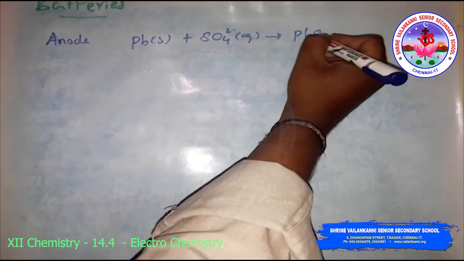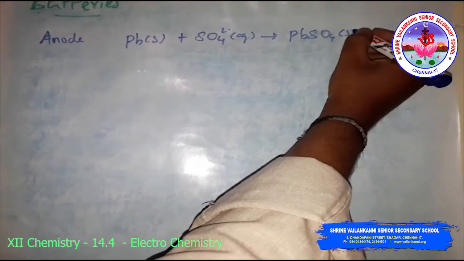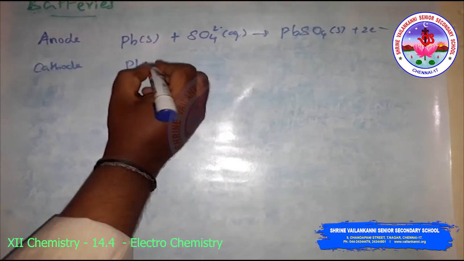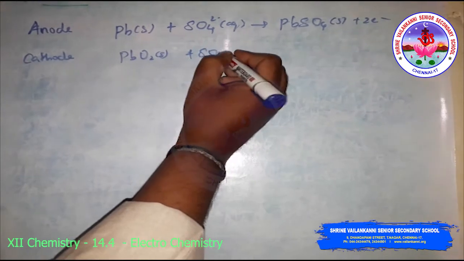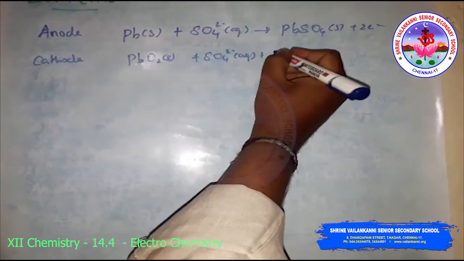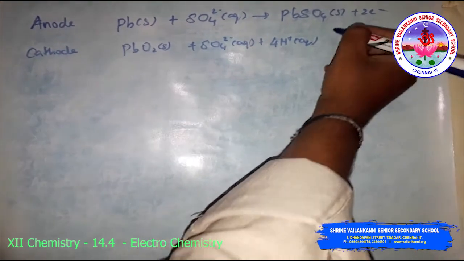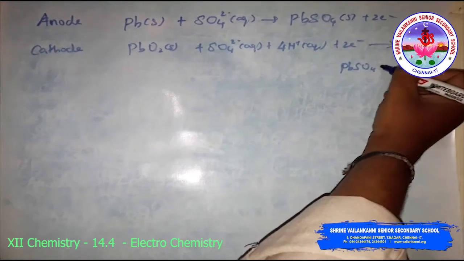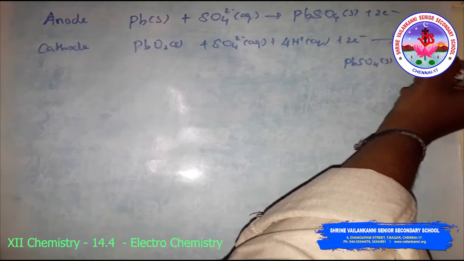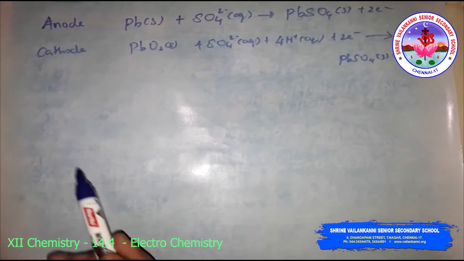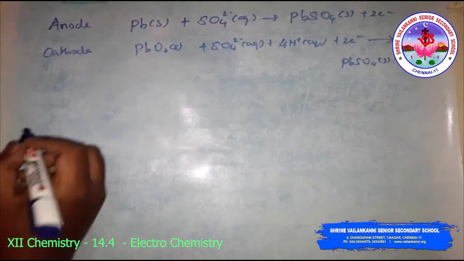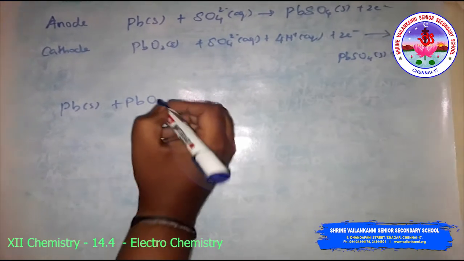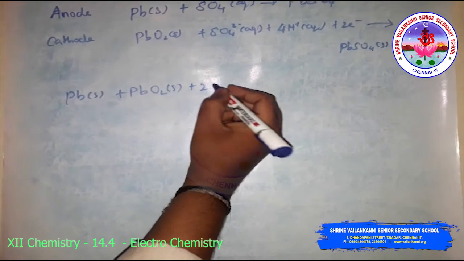Here is the overall cell reaction, combining cathode and anode: lead solid and lead dioxide PbO2, plus 2H2SO4 aqueous, gives 2 PbSO4 solid and 2 moles of water. Here the electrons are cancelled. Right? On charging of the battery, the reaction is reversed and the lead sulfate at the anode and the cathode is converted back into lead and lead oxide respectively.